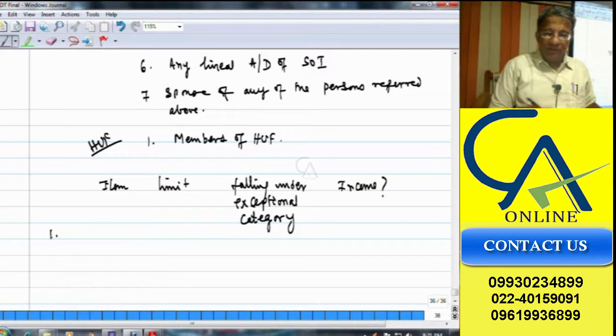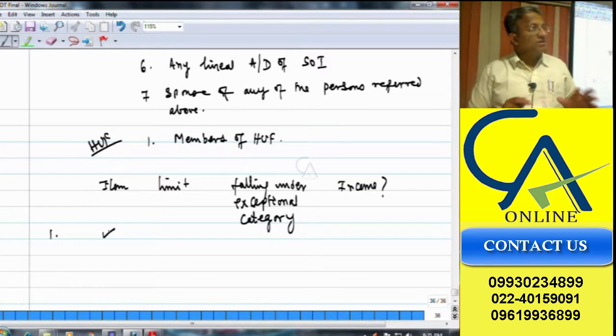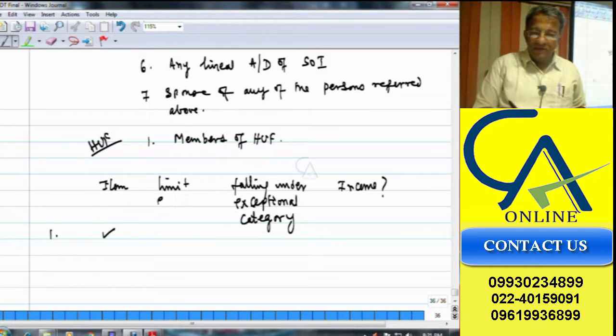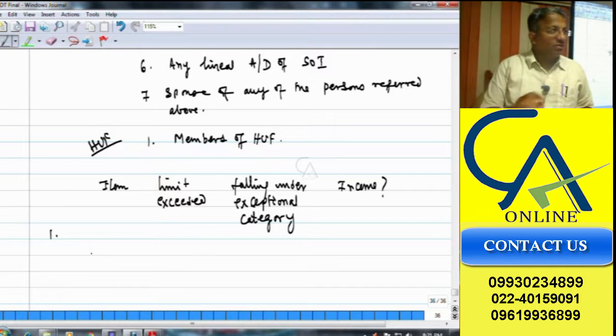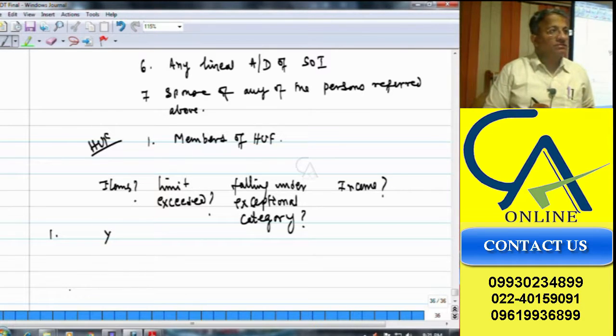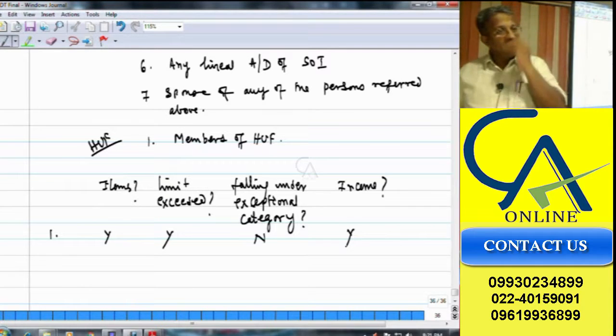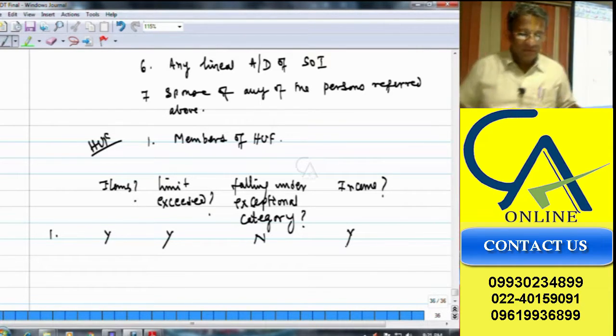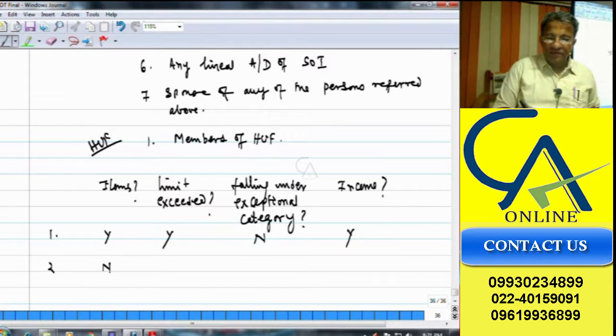So I will put up a combination. Item is a tick. Limit exceeded: instead of a tick I will put a yes or no. Items, limit exceeded, falling under exceptional category, income or not. It is an item. It exceeded the limit. Not falling under exceptional category, then it is yes. Correct. Are you understanding, all of you? 2. If it is no, then it is not applicable at all.